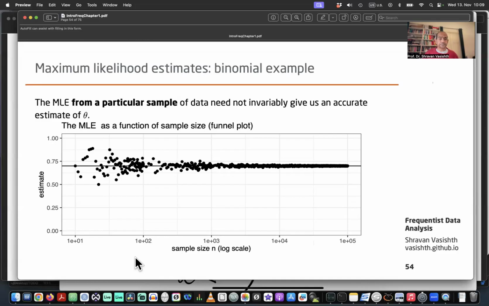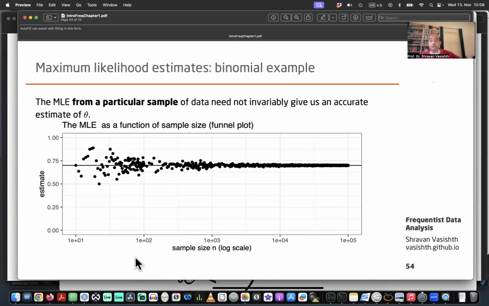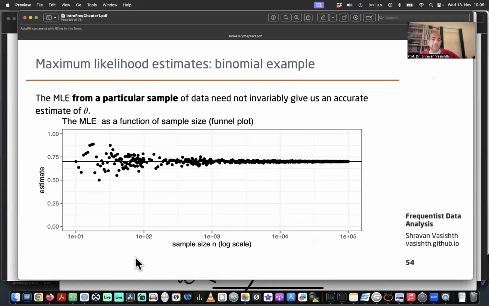Yeah. So one important thing to understand about the maximum likelihood estimate is that when we take a particular sample of data with a particular sample size, we will get an estimate of the parameter of interest. So in the binomial distribution, for example, the theta parameter will be estimated by k over n, but that theta parameter's estimate need not reflect the true value of theta. I already showed that to you.